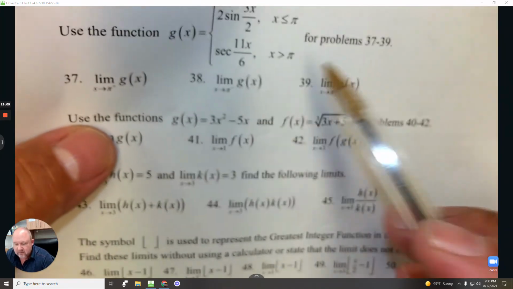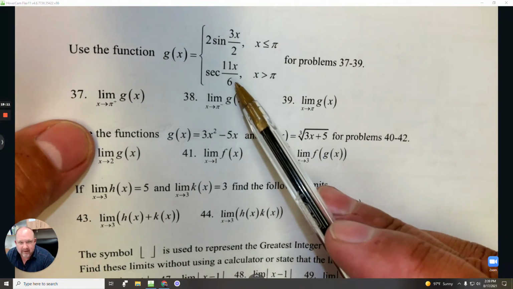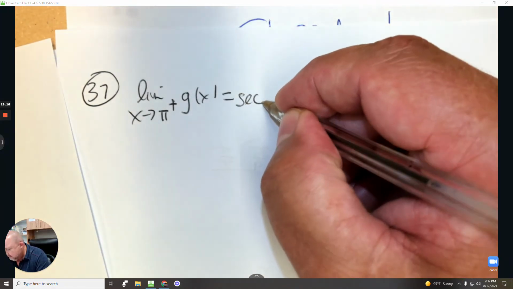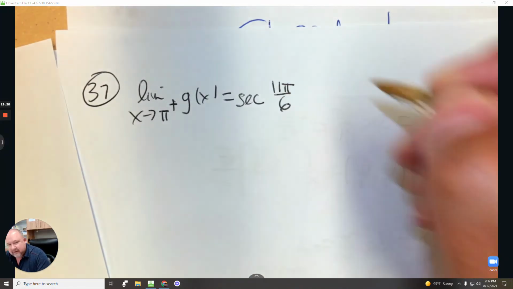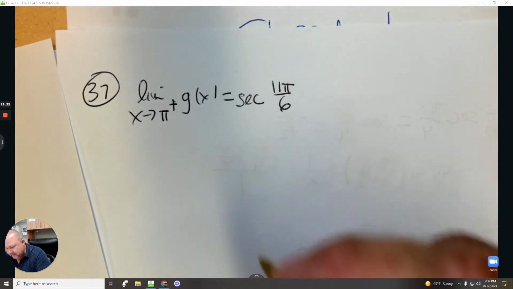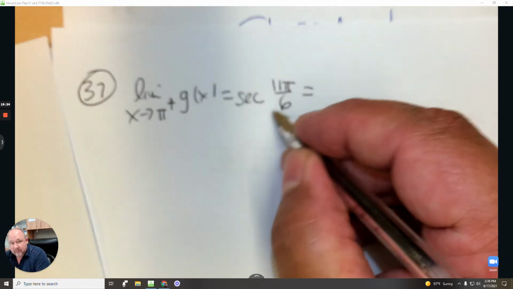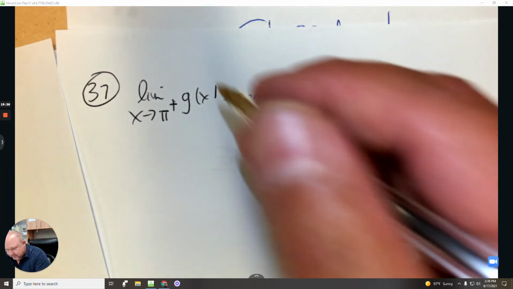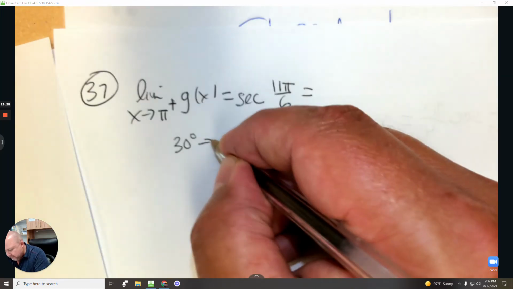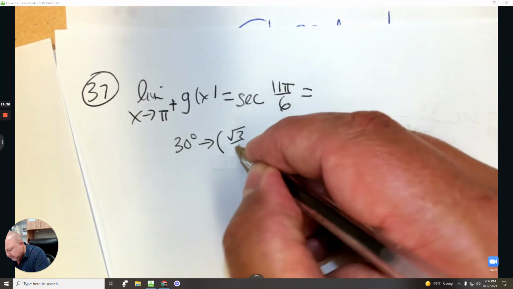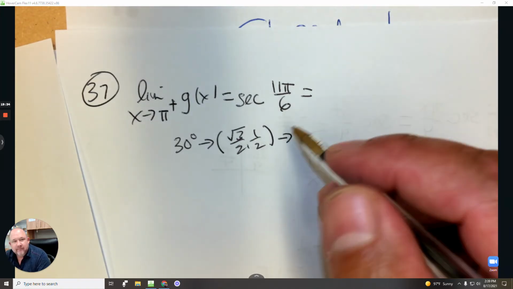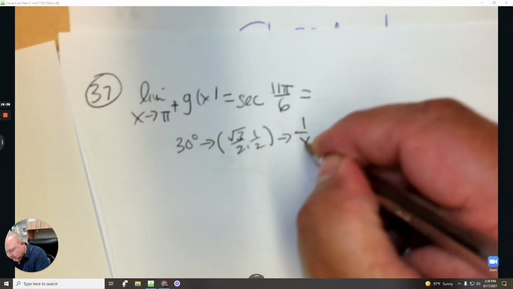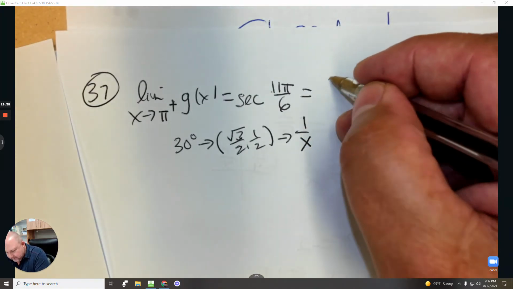So when I look at this in terms of pi, from the right would be the bottom piece. So I'm going to write down secant. It's 11x over 6. So that when we evaluate it, it'll be 11 pi over 6. And then that's the answer we need to come up with. Now, if it's over 6, that's a 30-degree reference angle. That is root 3 over 2 and 1/2. Secant is the x-coordinate, but it's the reciprocal.